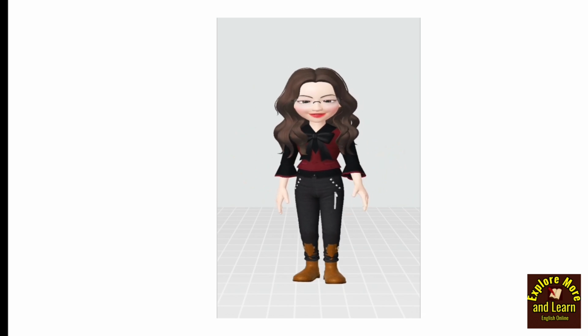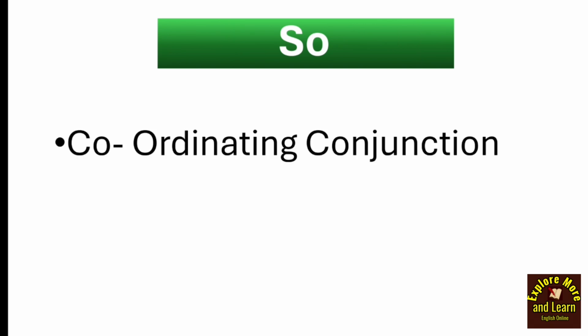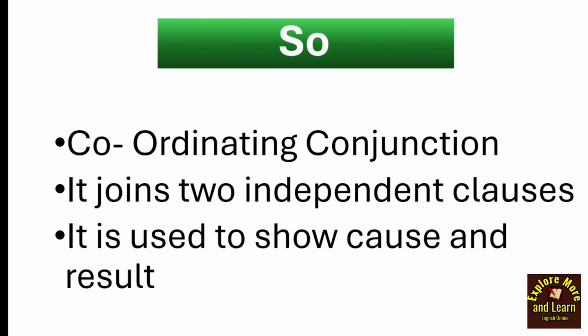Okay, so let's start this video with conjunctions. So the first conjunction is so. So is a coordinating conjunction. It joins two independent clauses and it is used to show cause and result. How? You will understand better with examples.